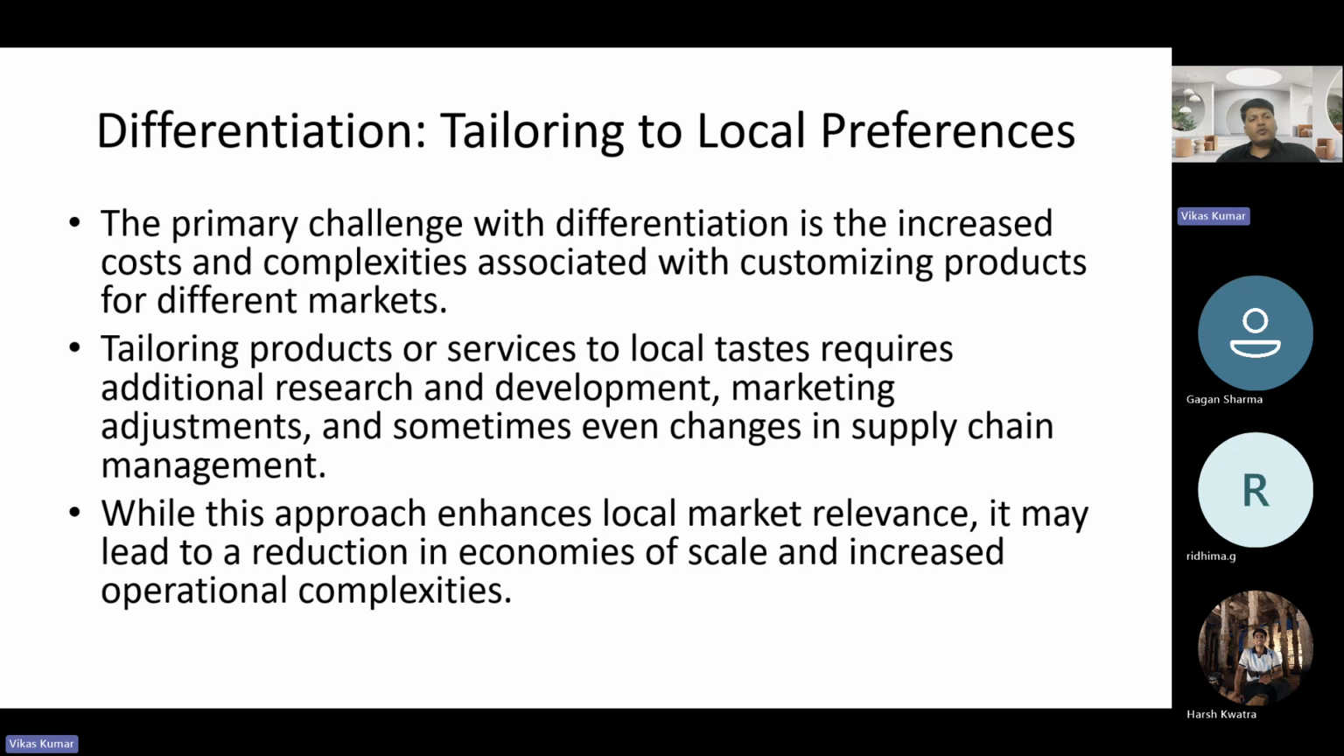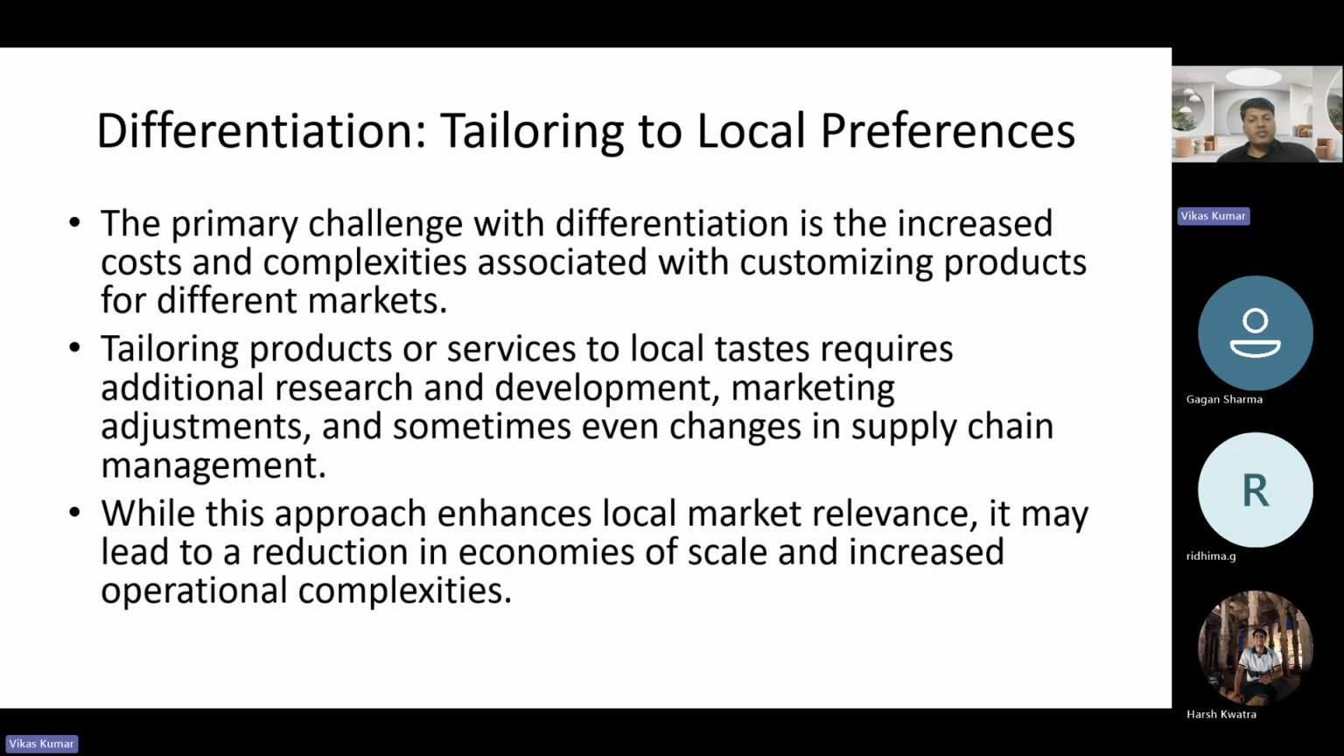Further, with respect to differentiation, there are also some challenges, as we have discussed with respect to standardization. The primary challenge with differentiation is the increased cost and complexity associated with customizing the products for different markets, customizing the marketing strategy, developing the content, services and products as per the requirements of the local culture, local people or local requirement. So this will definitely enhance the cost, and this will lead to diseconomies of scale.